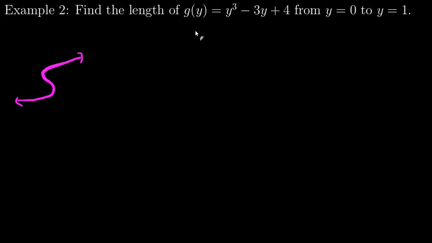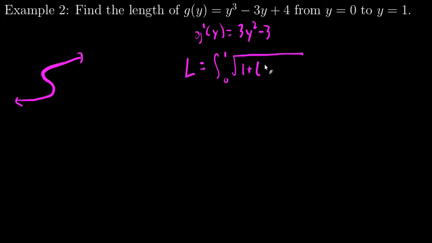And so I do the same thing. I find the derivative, which is going to be 3y squared minus 3. And then the length of the curve is equal to the integral from 0 to 1 of the square root of 1 plus 3y squared minus 3 squared dy. Only difference really here is I have dy's instead of dx's. The independent variable is what's going to go here.